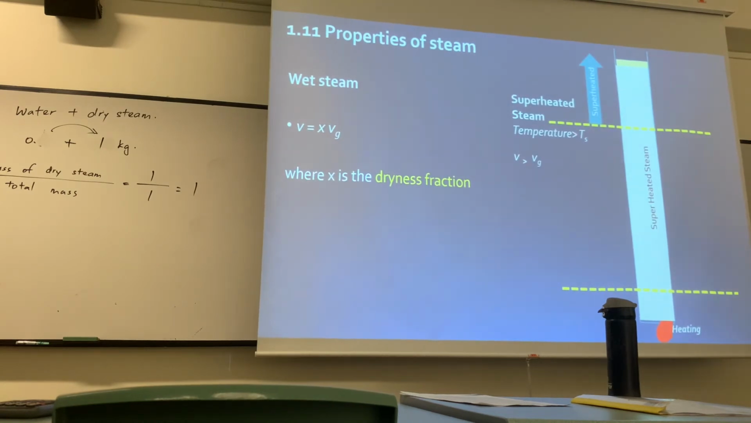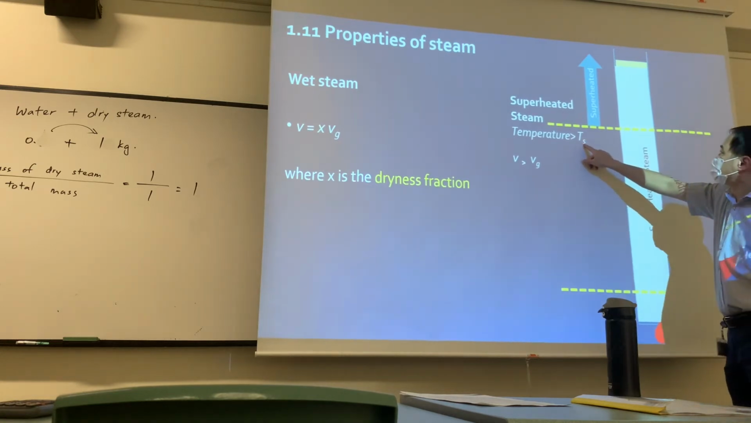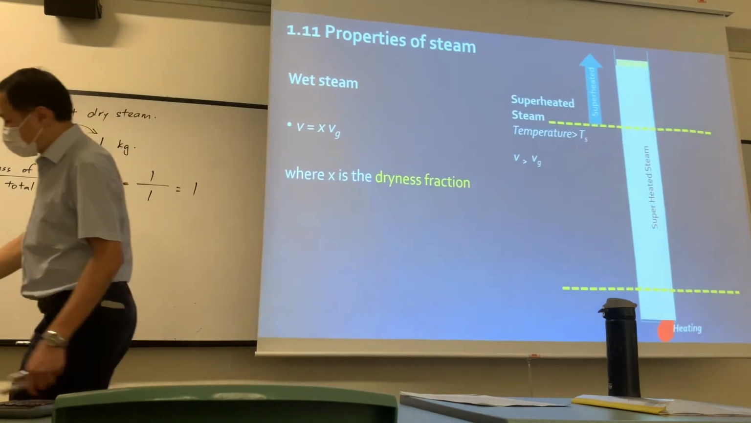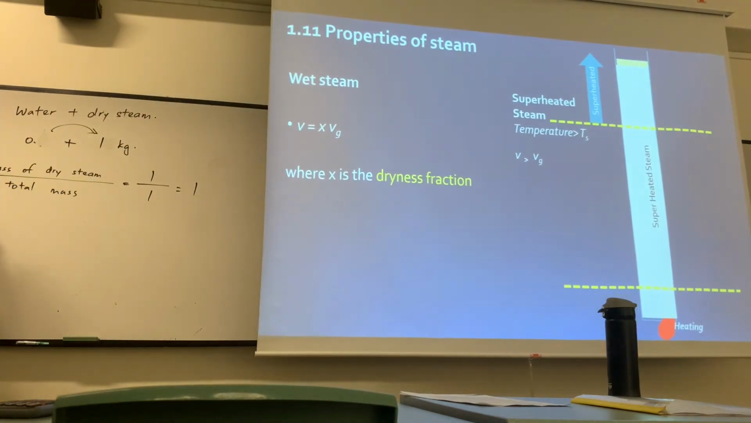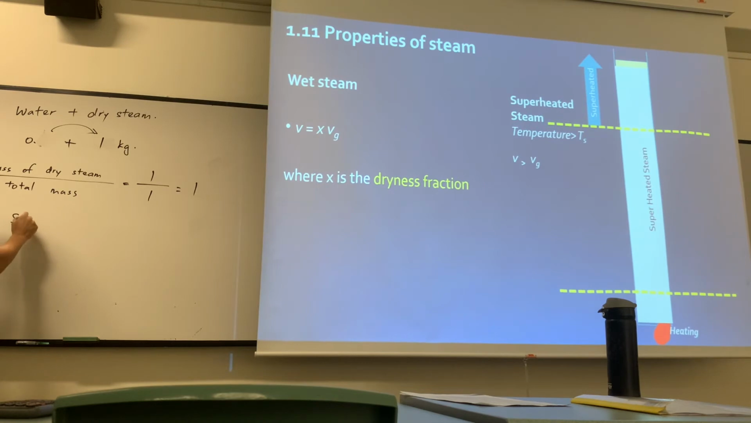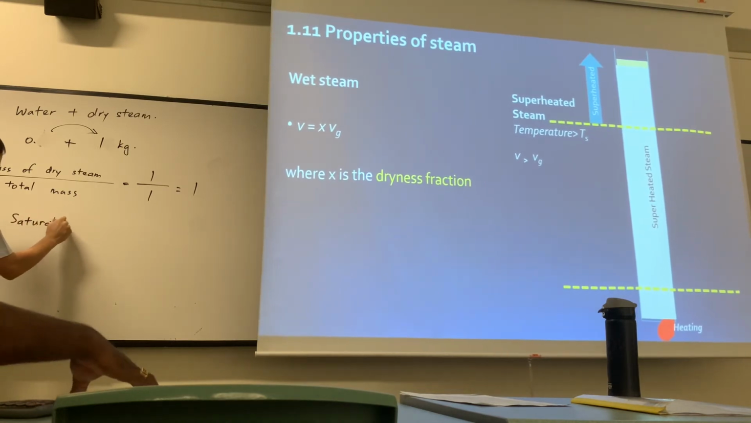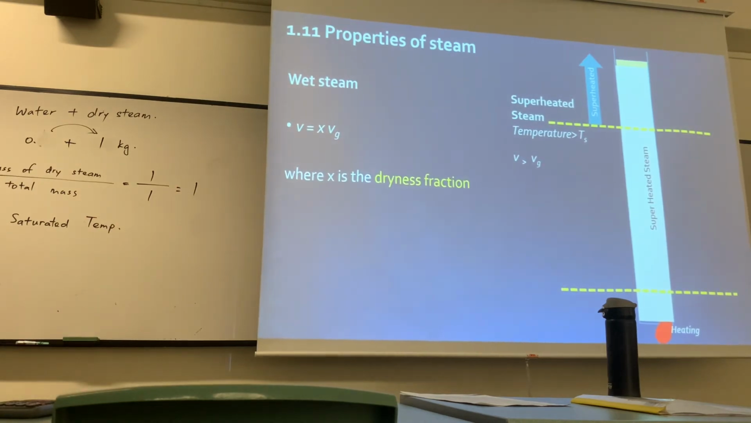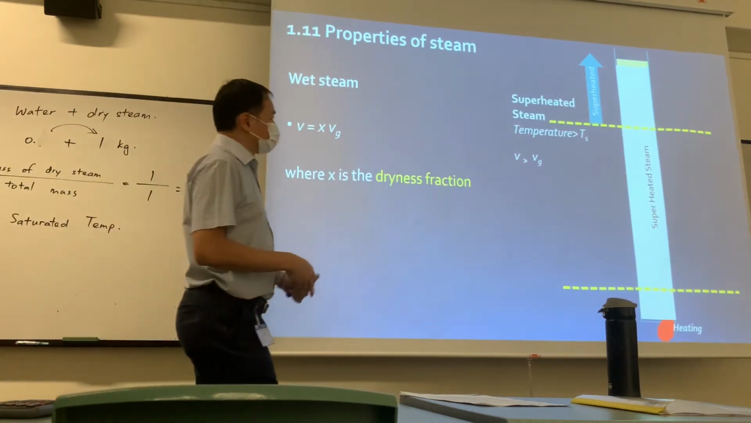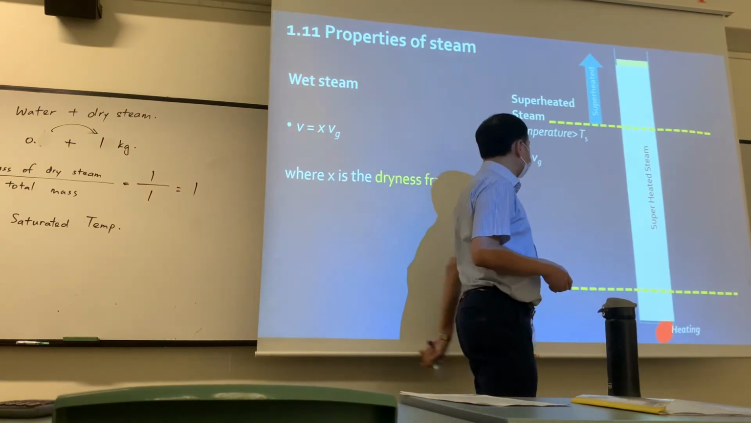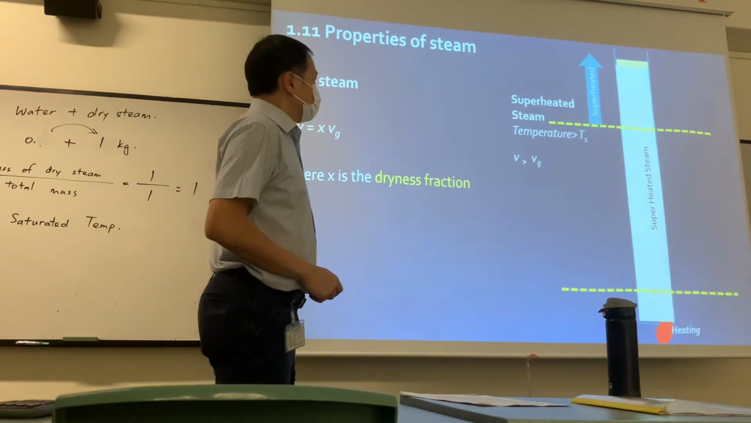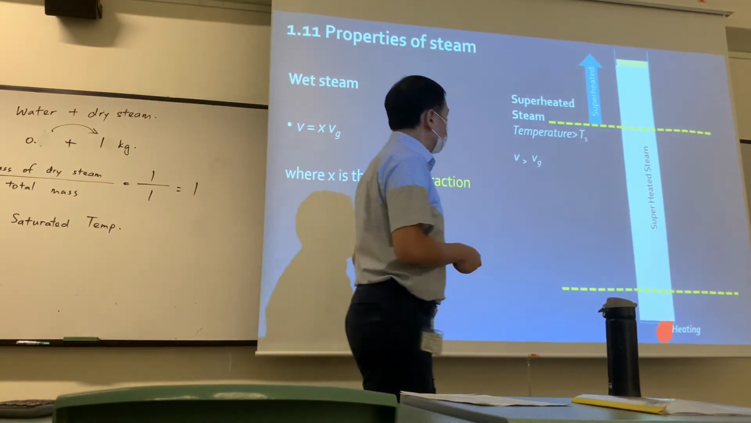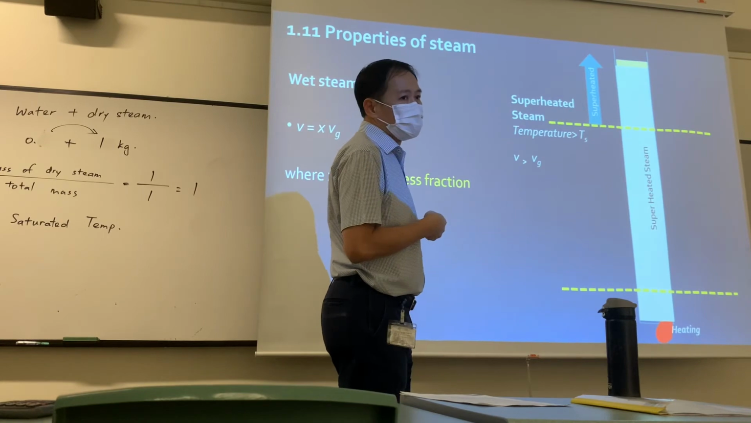And for this boiling point, in the steam table you can see a symbol called Ts. What is Ts? Ts means saturated temperature. In your steam table, Ts represents the saturated temperature. When the temperature is more than the saturated temperature, it means superheated steam, more than 100 degrees C.